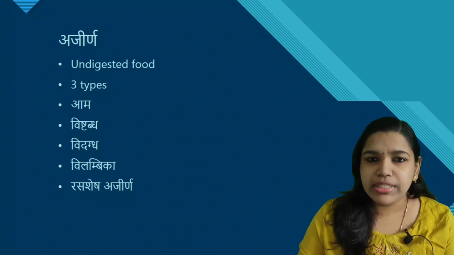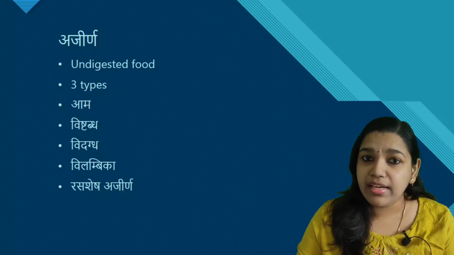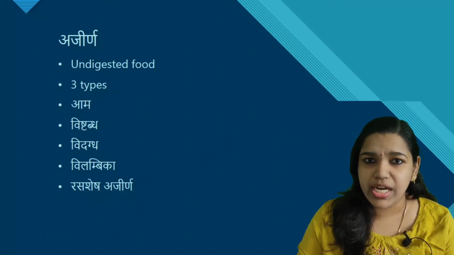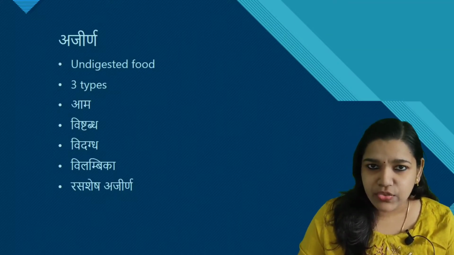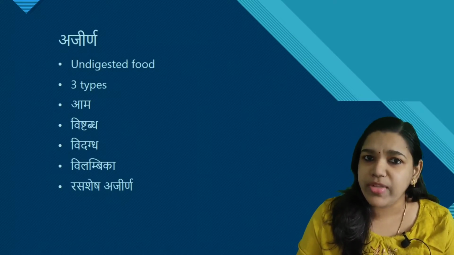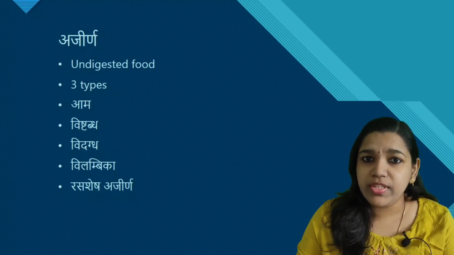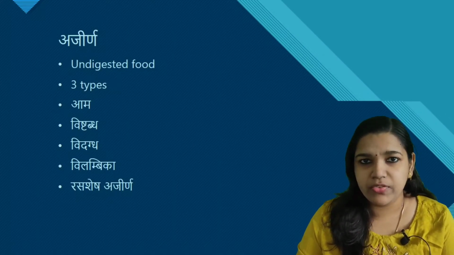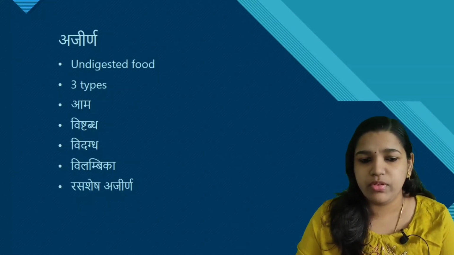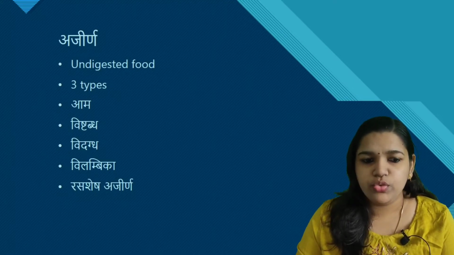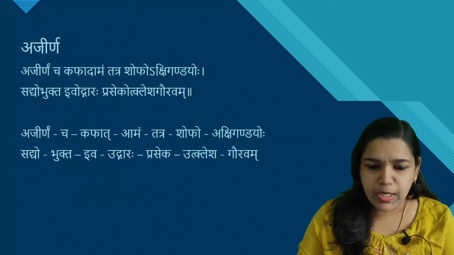This Ajirna is of three types, that is Ama, Vishtabdha and Vidaktha, and two other varieties of Ajirna are Vilampika and Rasashesha Ajirna. When this Ajirna, that is undigested food, combines with the dosha, that particular condition is called Ama. The different types of diseases caused by Ama, such as Alasaka, Dantalasaka, Vishuchika, etc. have been discussed, and the management of Alasaka and Vishuchika has been dealt with in the last videos. So, moving on to the concept of Ajirna.